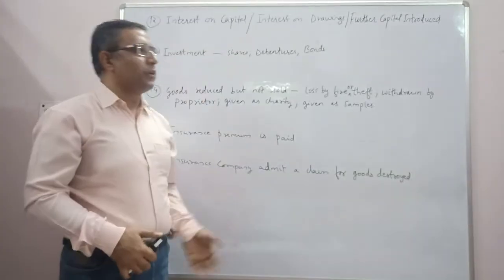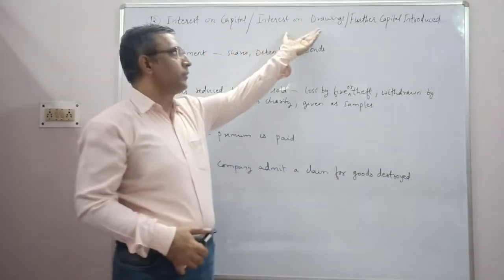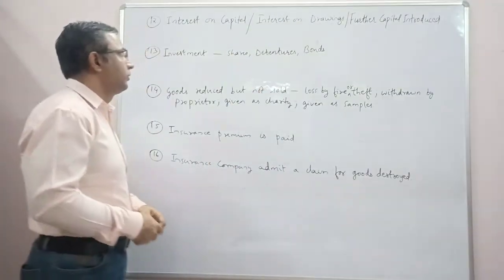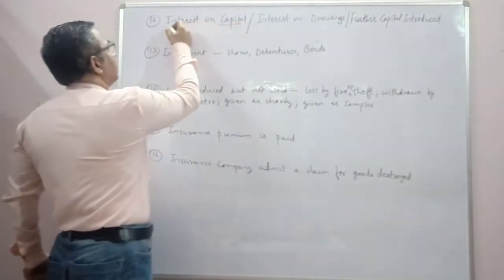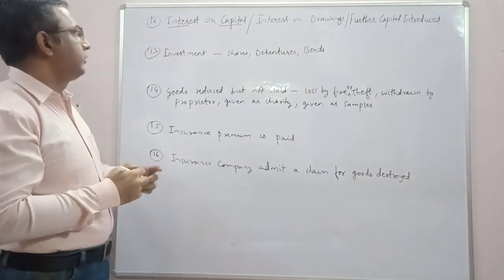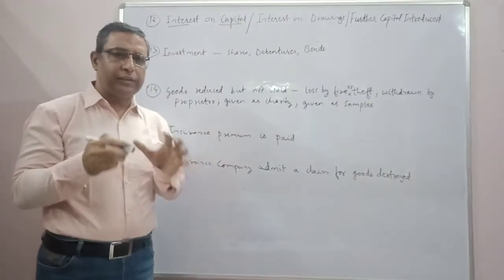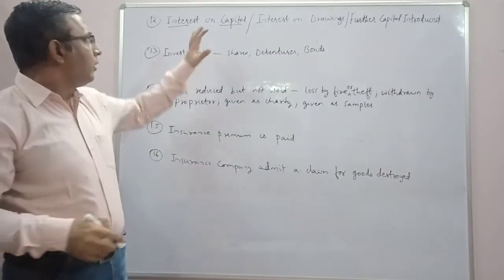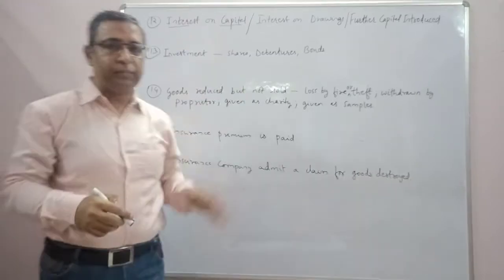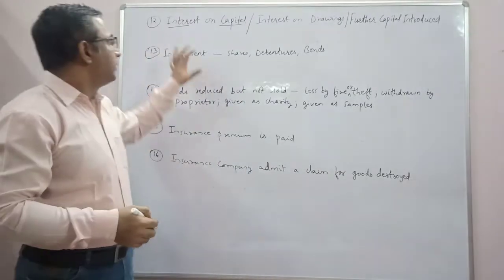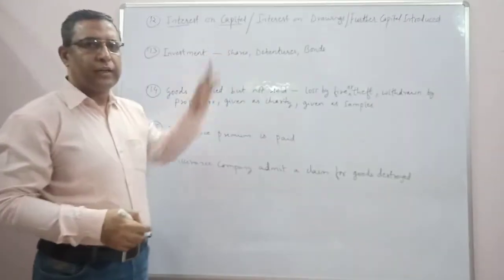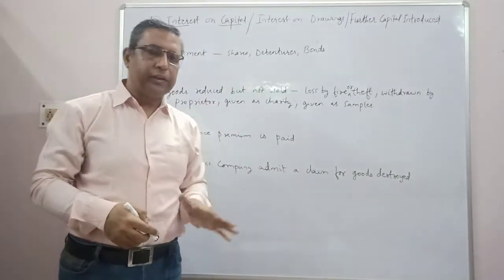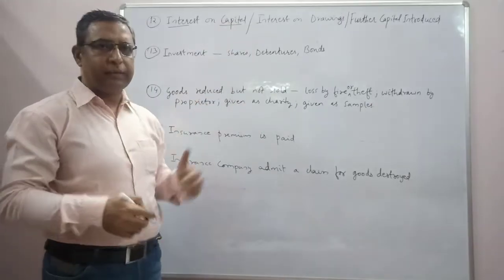Interest on capital. Now we will study interest on capital, interest on drawings, and further capital introduced. Interest on capital is the interest provided by the business to the owner on the capital that the owner has invested in the business. From the point of view of the business, it is an expense, and from the point of view of the owner, it is a receipt, it is a profit.